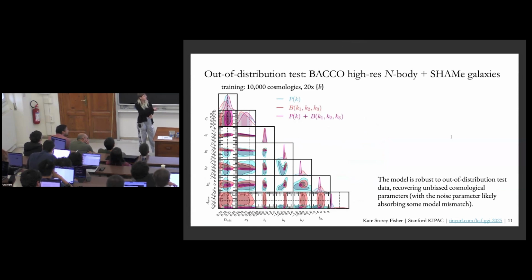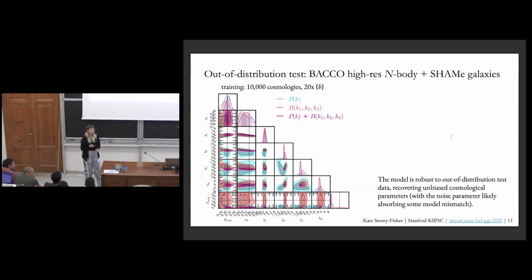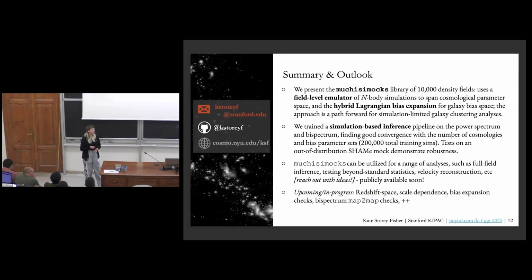You can also see how the bias parameters get constrained and how the bispectrum significantly improves our constraints on the bias parameters, which somewhat propagates to the cosmological parameters. All right, and I will conclude with, we have this suite of 10,000 emulated density fields that we call muchisimocks, and they are useful for simulation-based inference.